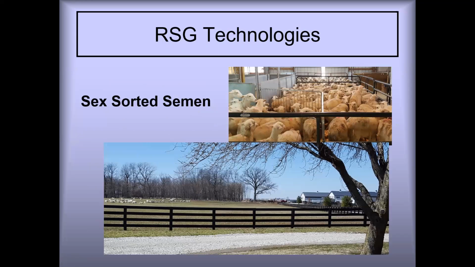So I'm just going to touch briefly here on technologies that are just now available here in this last year: gender sorted or sex sorted semen to increase the number of males and females. So we basically take that raw ejaculate and it can be split into 90% accurate male sperm or 90% accurate female sperm.